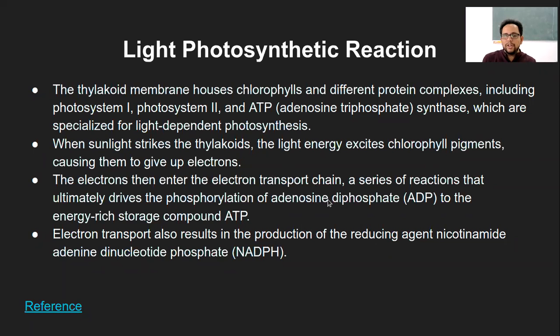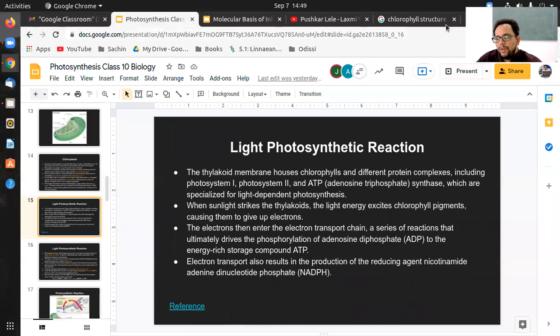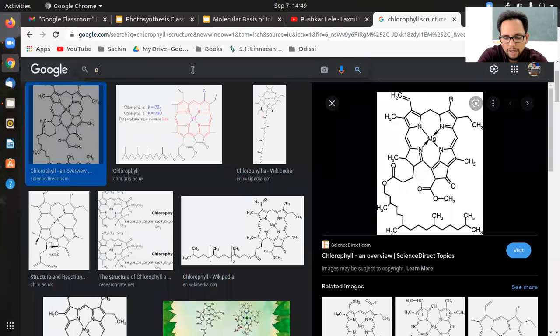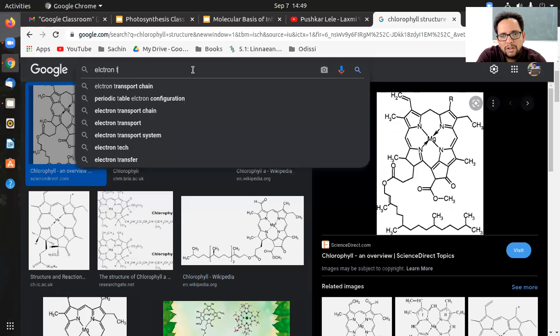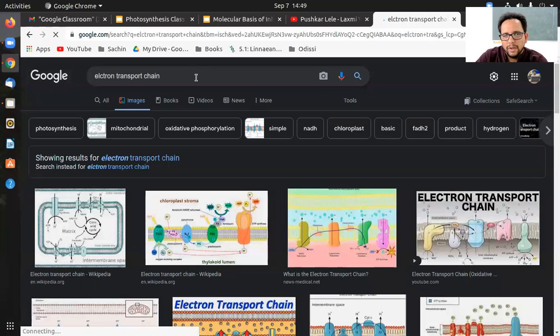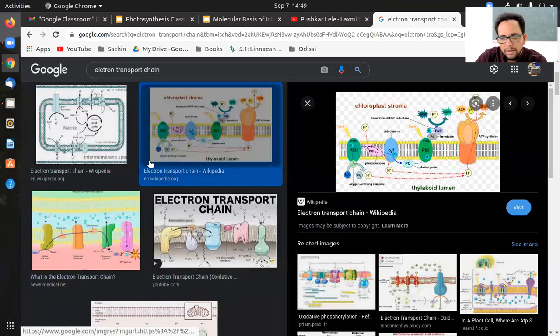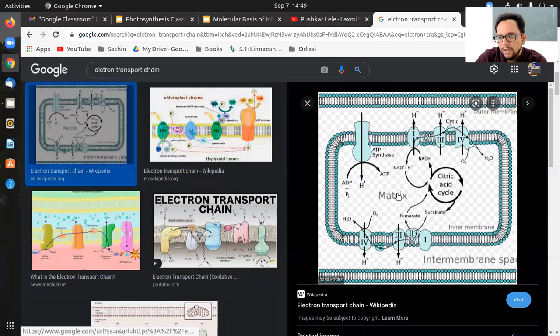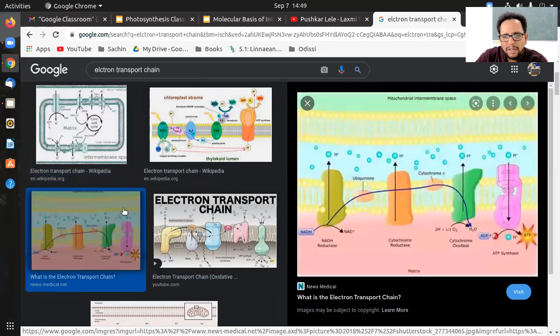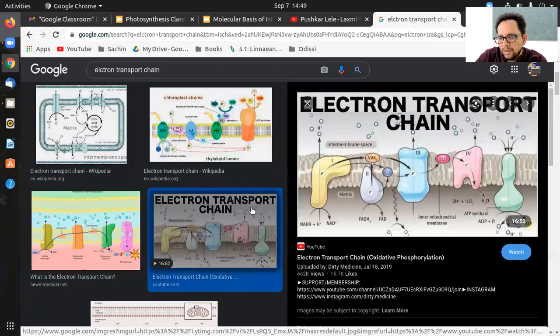Now, electron transport chain is one of the mechanisms through which energy is produced. So again, electron transport chain. Let me find a better version of this. Okay, so this is the mitochondrial membrane where there are different protein complexes.